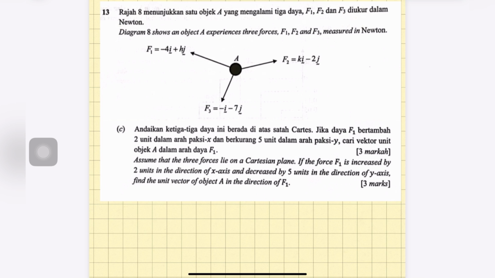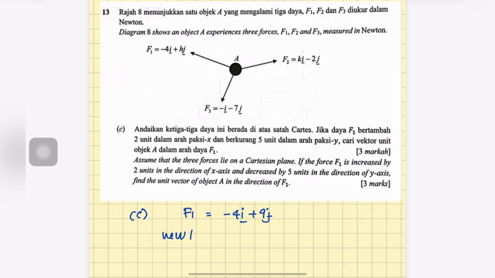C. Assume that the three forces lie on a Cartesian plane. If the force F1 is increased by 2 units in the direction of x-axis and decreased 5 units in the direction of y-axis, find the unit vector of object A in the direction of F1. Okay, so F1 is negative 4i plus hj. So h is 9, so plus 9j.